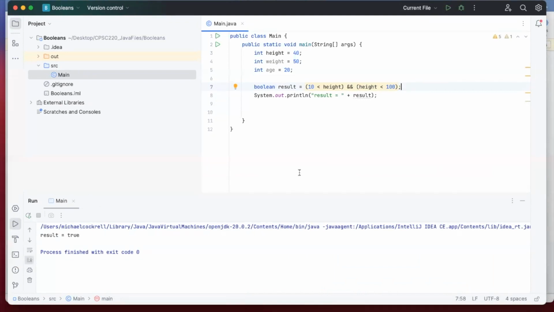Later this week, we're going to learn about conditional statements where we'll use Boolean expressions to make a decision in our program. In the meantime, be sure to practice writing Boolean expressions in Java so that you can get used to the syntax and how the expressions are evaluated using order of operations and parentheses.